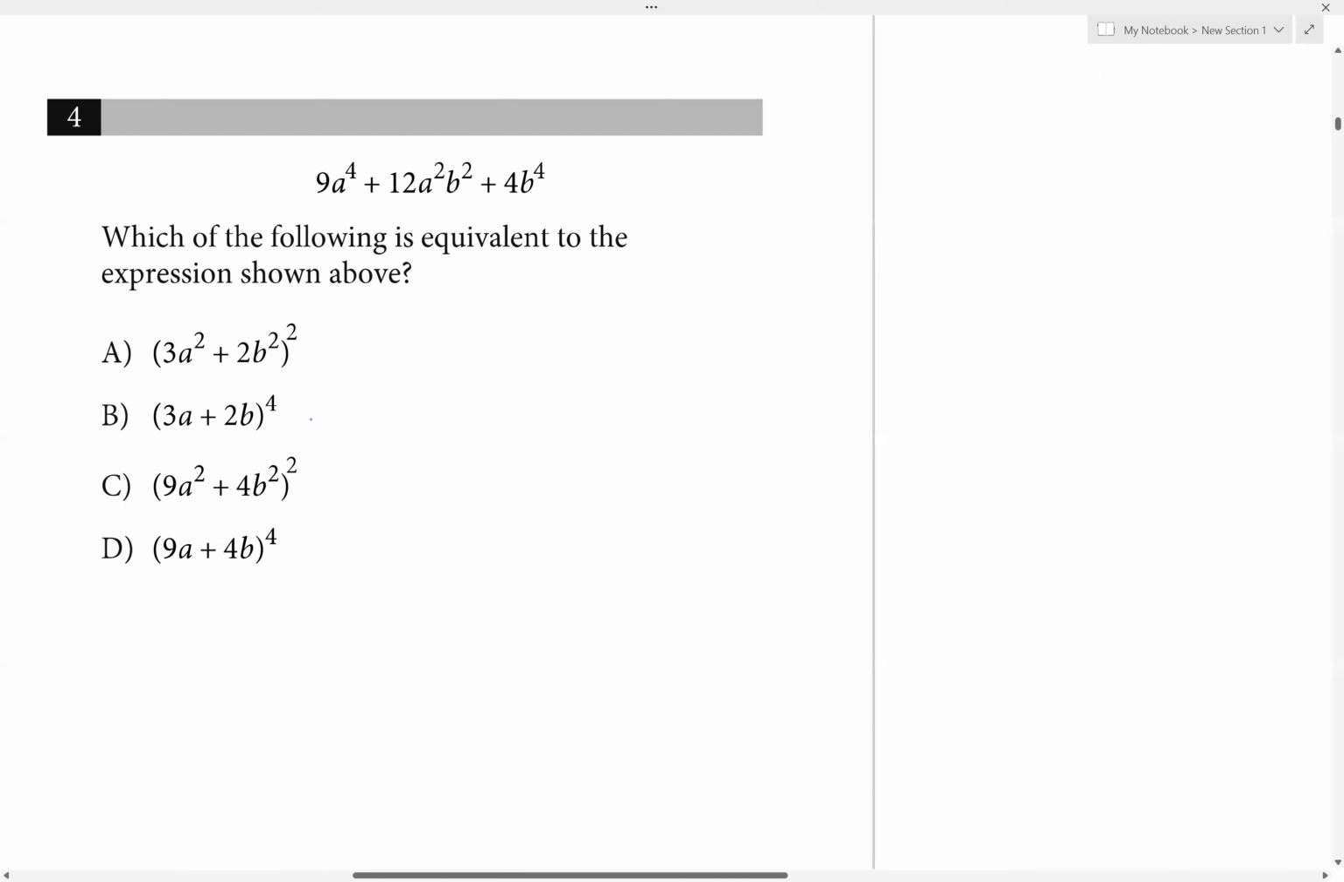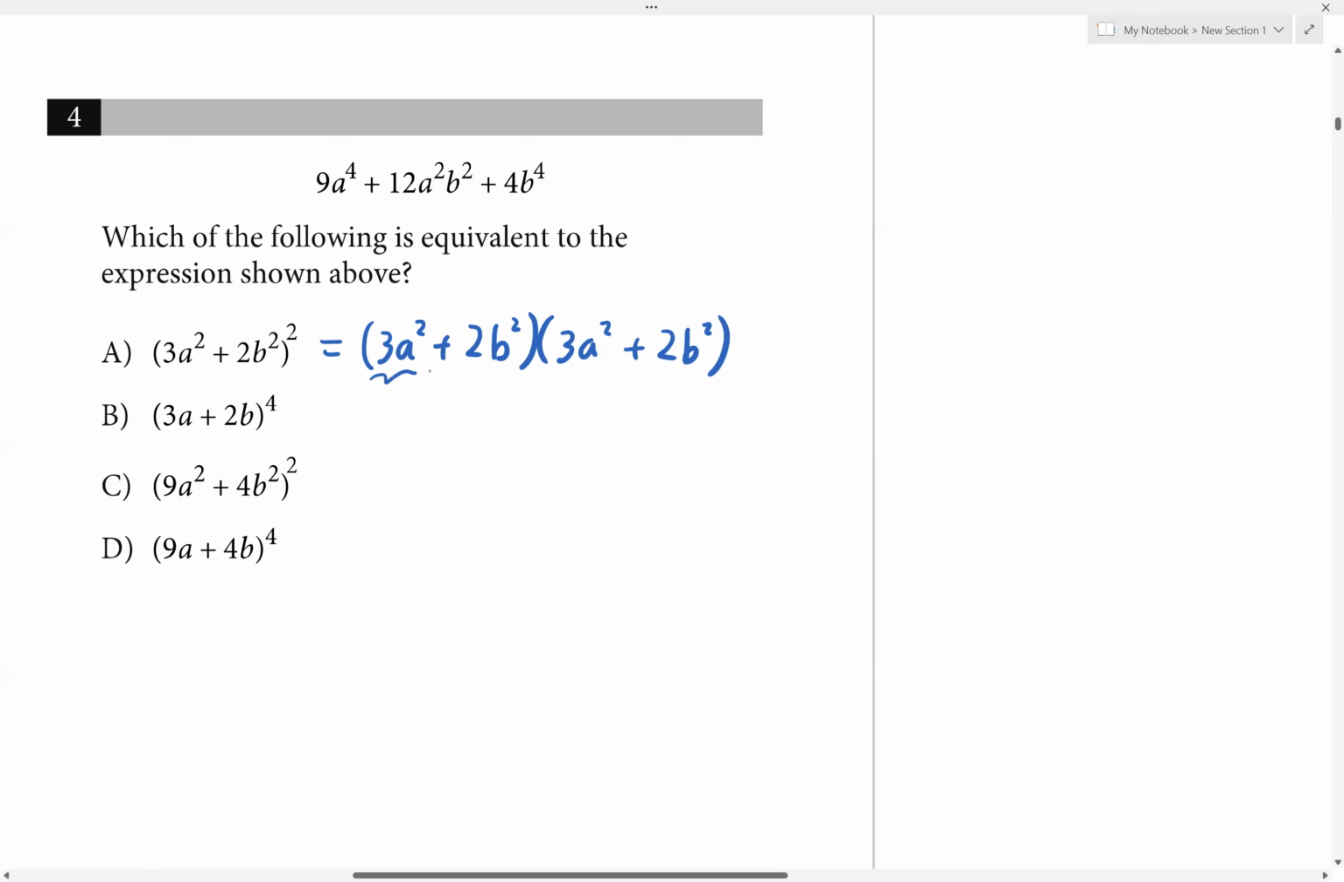So we can look for some key terms, and if they don't match, we can eliminate the wrong answers. For example, if we start with A, we have 3a squared plus 2b squared, the whole thing squared. We can first expand this. So this is 3a squared plus 2b squared times another 3a squared plus 2b squared. To multiply this out, we have to distribute and multiply, like the FOIL pattern.